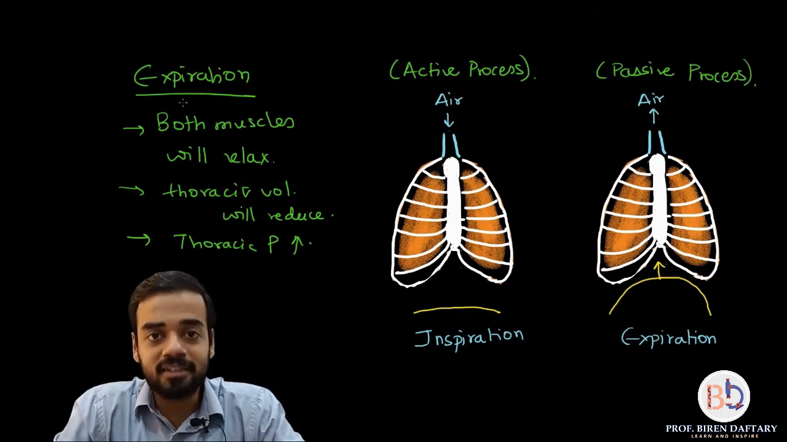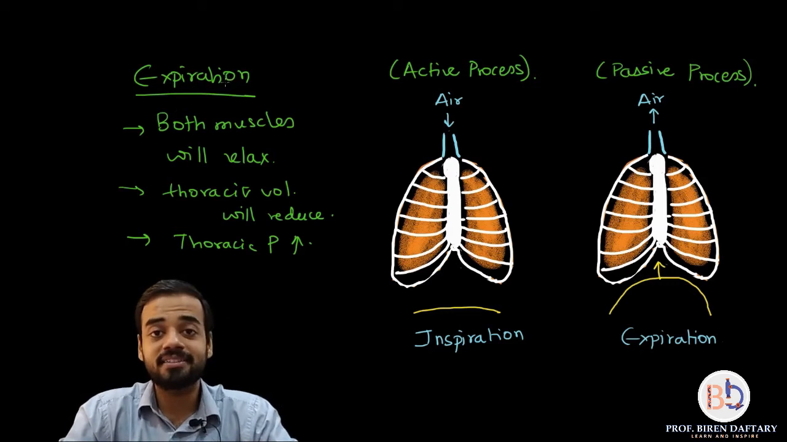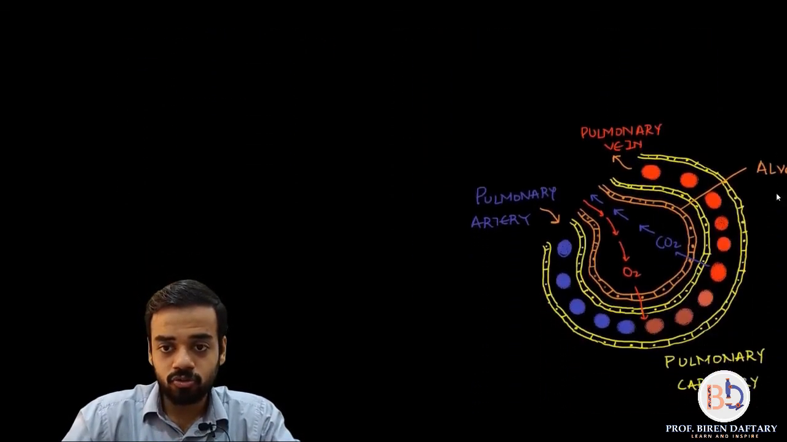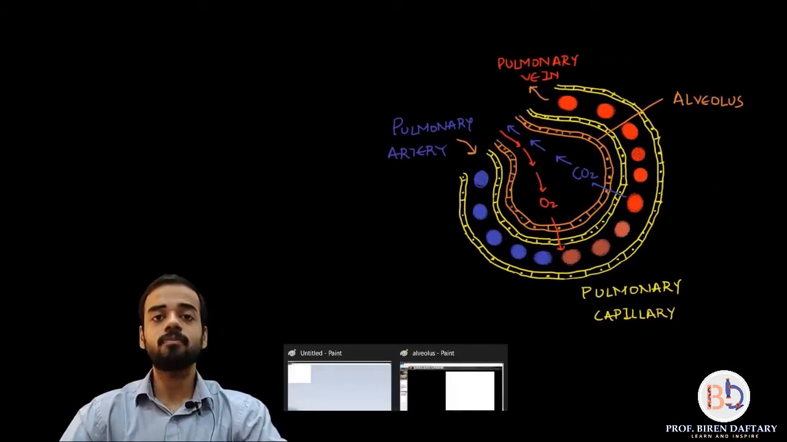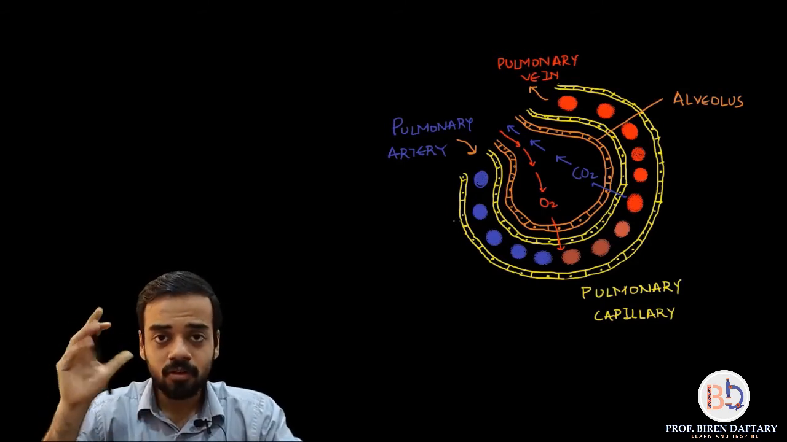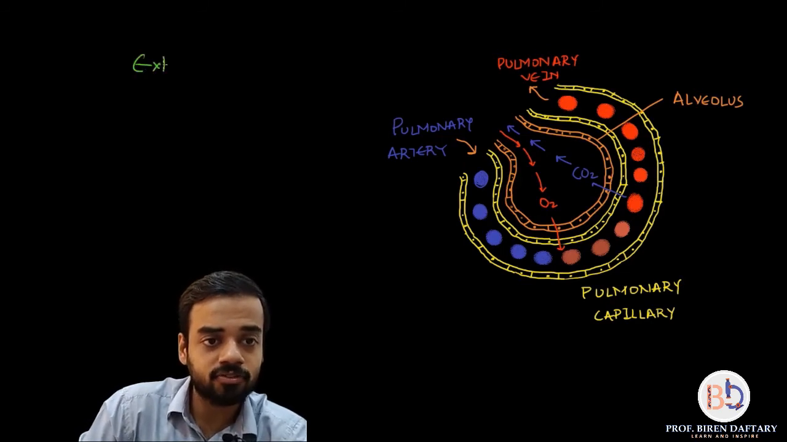Now in the mechanism of respiration, let us go to the second part, which is called external respiration. So over here I have already drawn the diagram, so that it saves our time. And first of all, let me write down the name of the heading, and that is called external respiration.